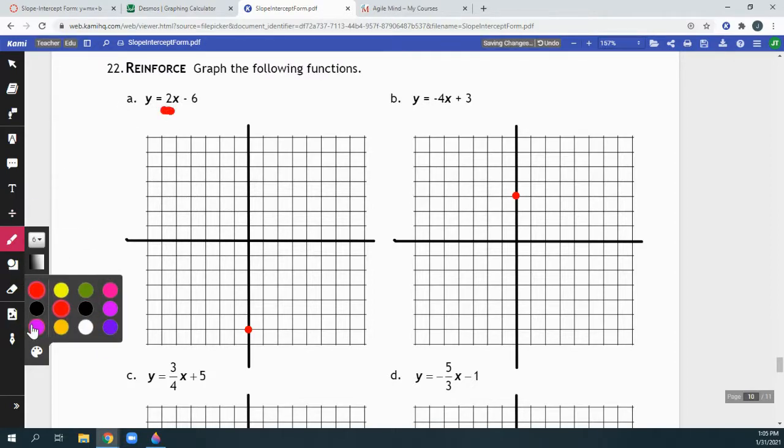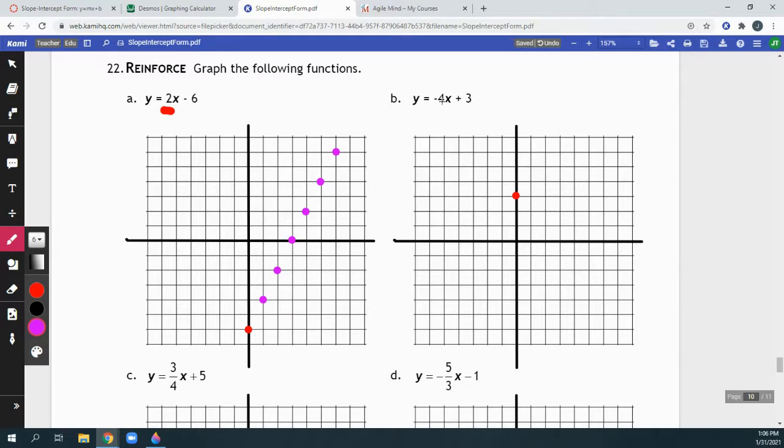So now we'll do that one in purple or something. For every 1 it goes to the right, it goes 2 up. 2 up, 1 to the right. That's what's going on there. So 1 to the right, 2 up, 1 to the right, 2 up, 1 to the right. You can always remember, if it's just a counting number, it's still a fraction. It just has a 1 on the bottom. That means for every 1 to the right, it goes that many up or down.